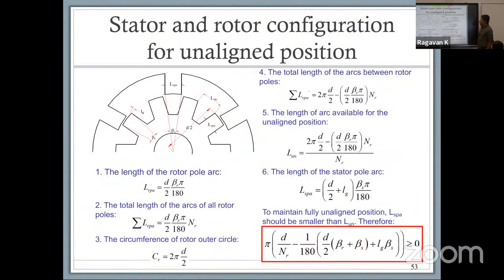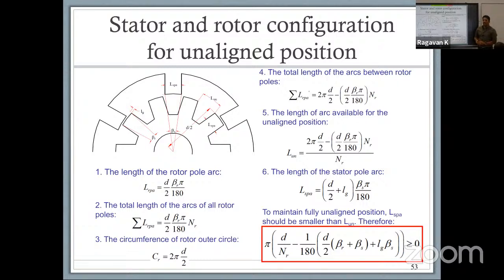So in terms of the configuration for the unaligned position, there are several equations, and we have listed most of them in the paper, and we actually designed a tool specifically for this. Yeah, so if you look at this equation here, you have multiple equations, right? You have 6 equations that are presented. So if you're trying to find a solution where your objective is to maintain the unaligned position, this essentially gives you the geometric parameters that you need for maintaining an unaligned position.